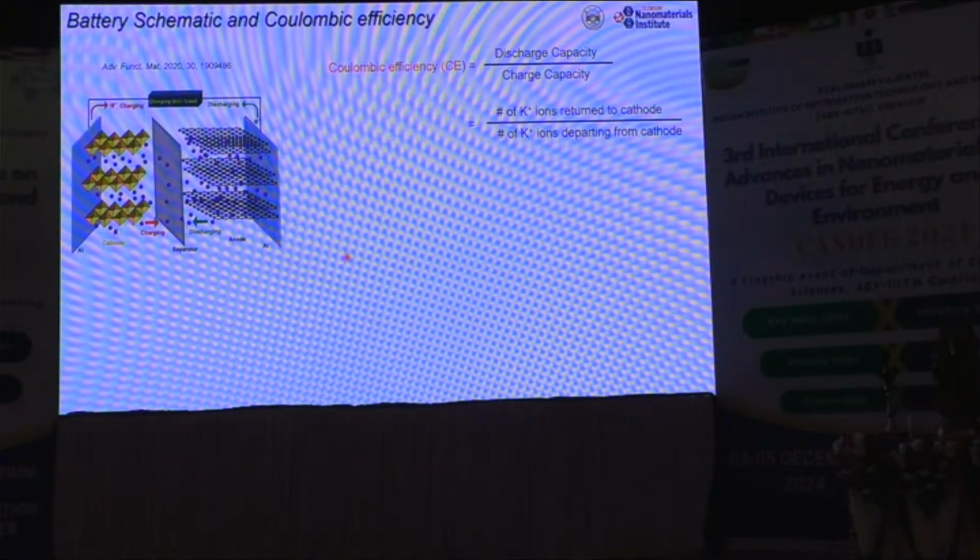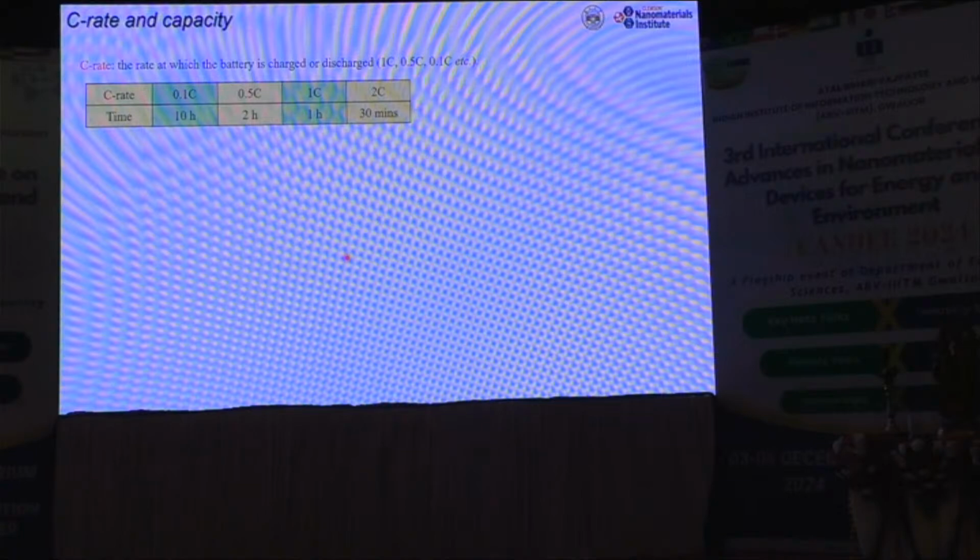Then the other thing that you will hear me talk about is capacity. Capacity, as the word says, is ability: how many ions the electrode can store. The unit for capacity is milliamp hour per gram, so basically it is coulombs per gram. If I have a certain mass of anode material, how many coulombs can it hold? So that's another important number.